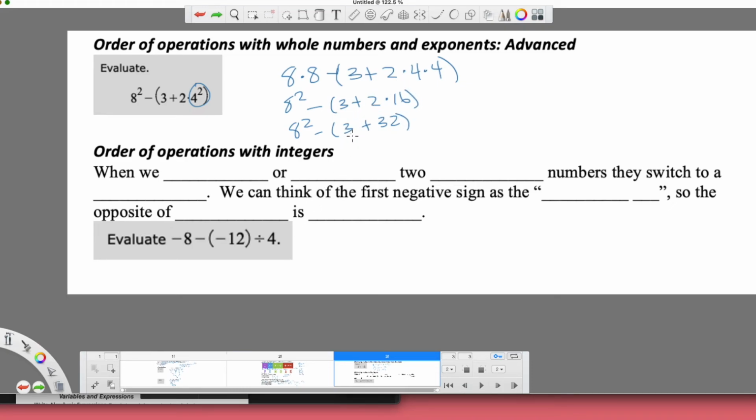So I have 8 squared minus 3 plus 32, which is going to be 35. But since I'm down to one number, I really don't need the parentheses anymore. You can drop the parentheses and just go 35. So now I'm going back. I'm kind of going back to the beginning of PEMDAS because I'm outside of the parentheses. So I'm kind of restarting. I don't have any more parentheses, but I do have another exponent.